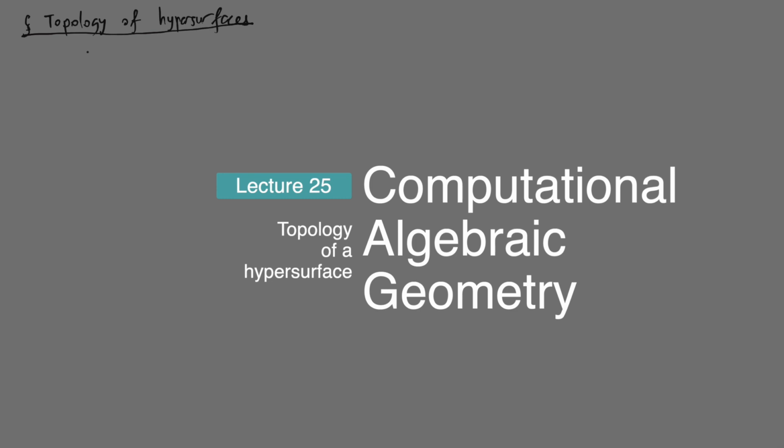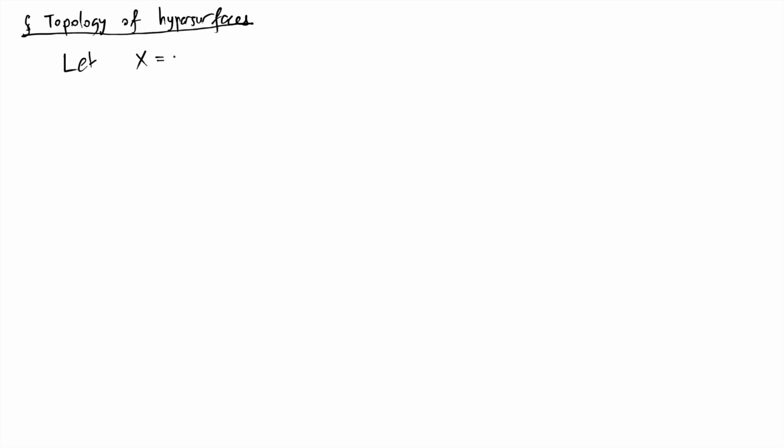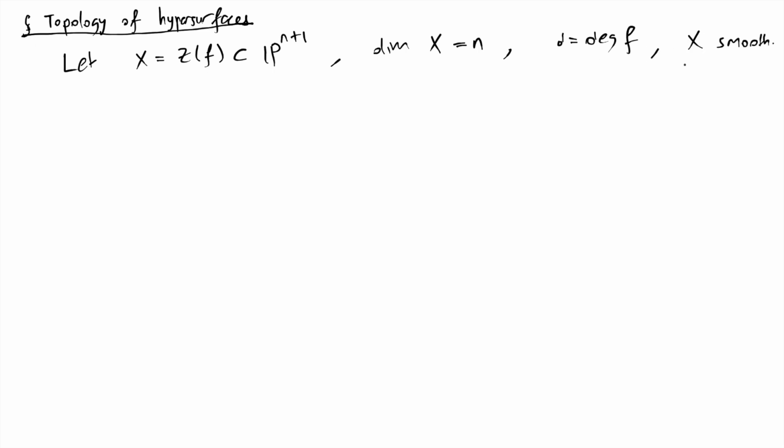Today we're going to talk about the topology of hypersurfaces. So that means I'm going to be looking at smooth hypersurfaces in P^(n+1), so that X has complex dimension n. Let's say d will denote the degree of f, the homogeneous degree, and let me write it down that X is smooth. At least we know how to check for smoothness, and we take it on from there.